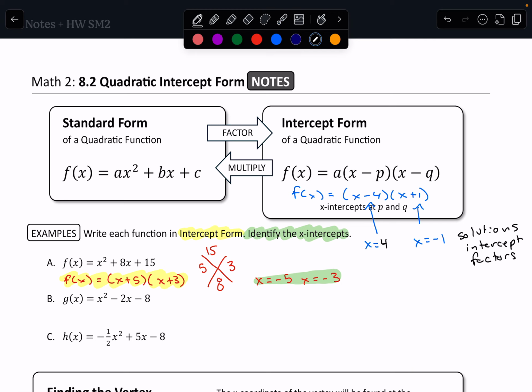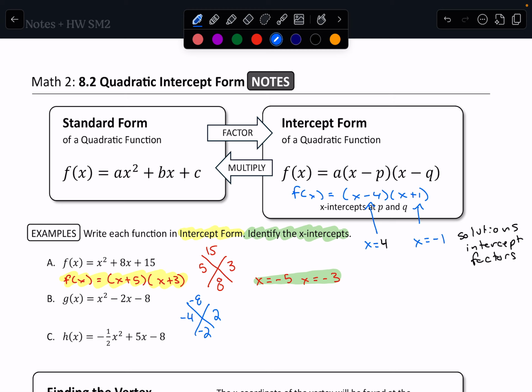Okay, example B. x squared minus 2x minus 8. When I do my big X, I put -8 on top. I put -2 on the bottom. I need two numbers that multiply to be -8 and add up to be -2. Those numbers are -4 and +2.